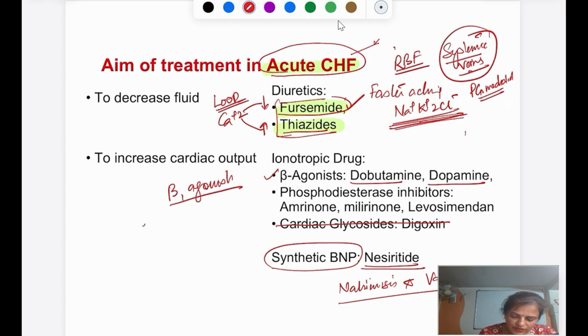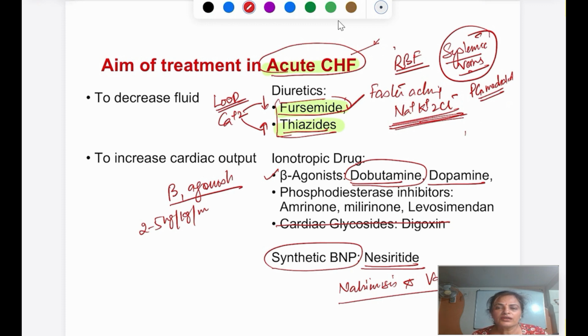We are going to give 2 to 5 microgram per kg per minute. This is going to stimulate the beta 1 receptor and it is going to give a positive inotropic action. So cardiac contractility is increased, so cardiac output will be increased. This is how dobutamine is going to act.